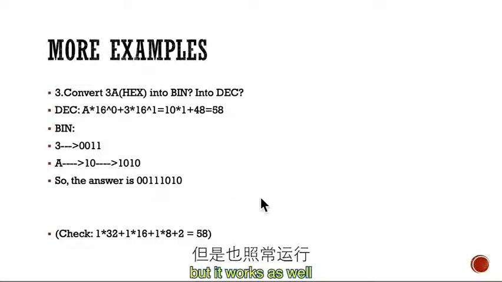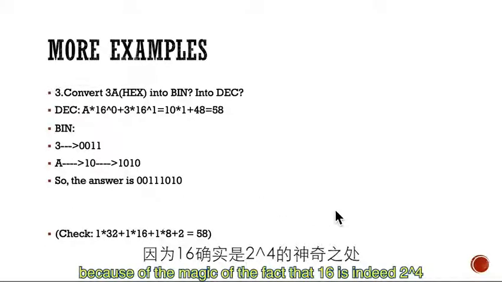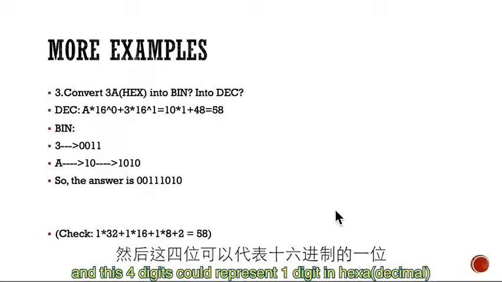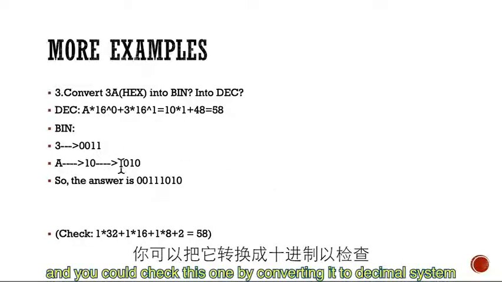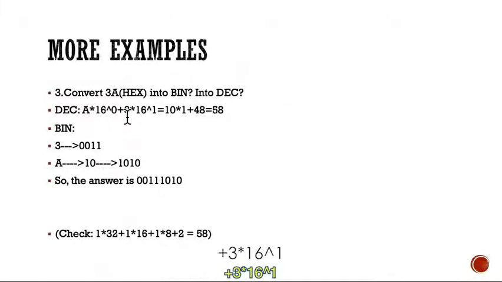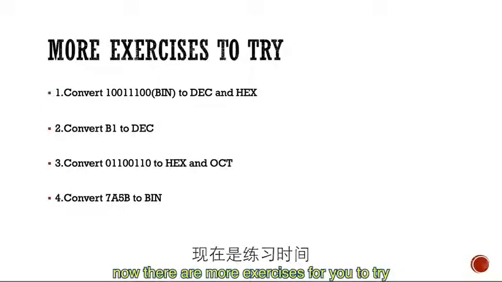But it works as well because 16 is indeed 2 to the power of 4. So you have 4 digits of binary, and these 4 digits represent 1 digit in hex. And you could check this by converting it to the decimal system: A times 16 to the power of 0 plus 3 times 16 to the power of 1. We have 58.